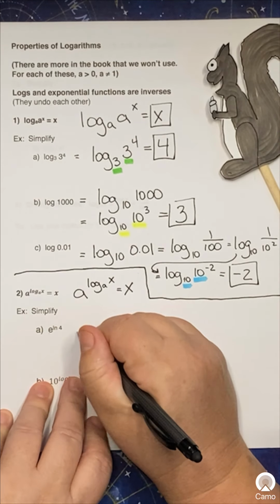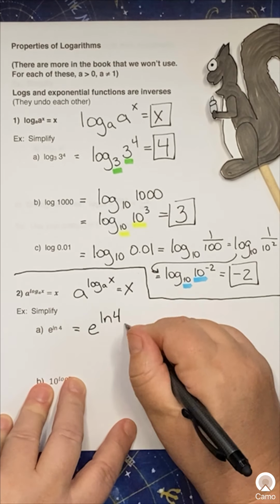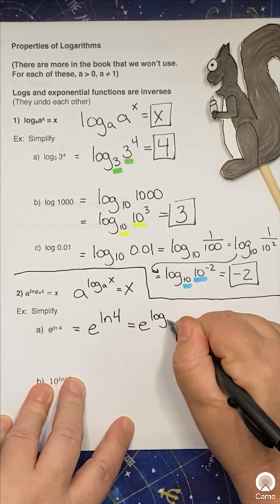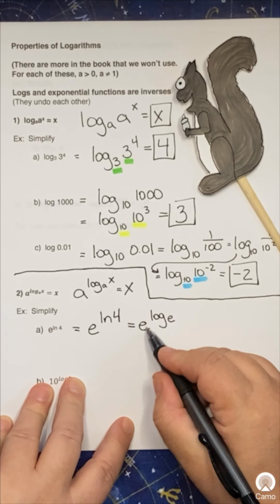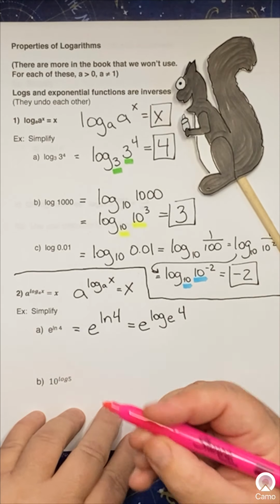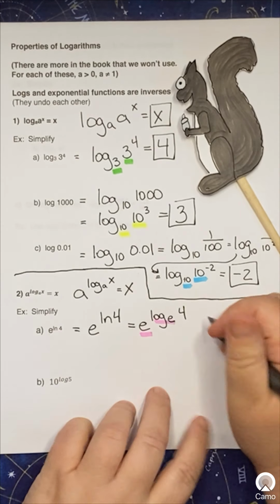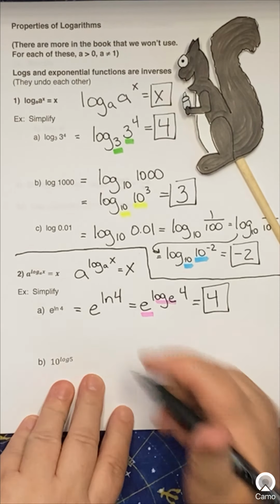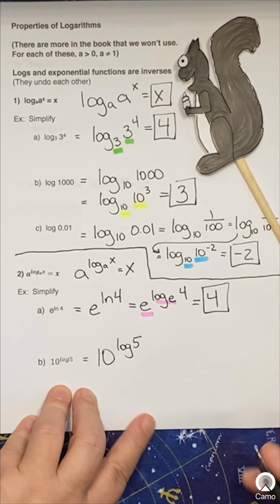So what does that mean? Well, if I have e to the natural log of 4, don't panic. I know a lot of people at that point are like, ugh. Deep breaths. Keep your support squirrels around. e to the log base e of 4. And then we go, wait a minute. This e and the log base e, they match. And so you get 4. Yay! Okay, what about 10 raised to the power of log 5?